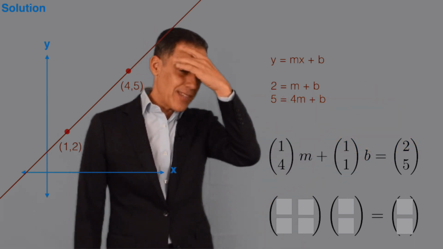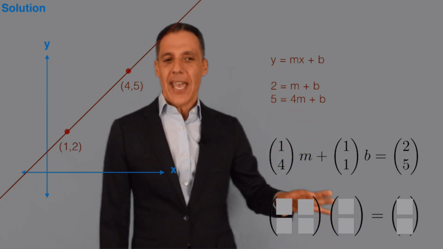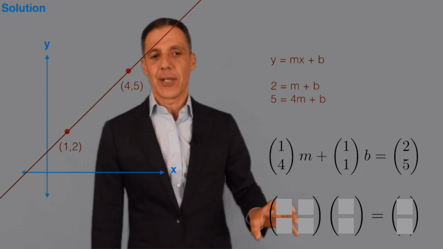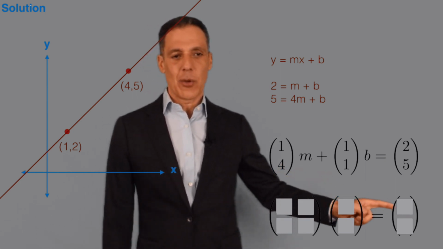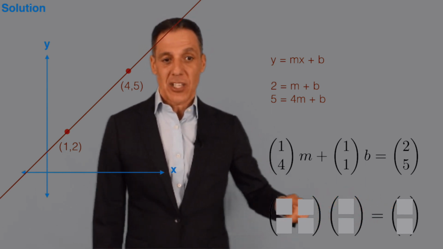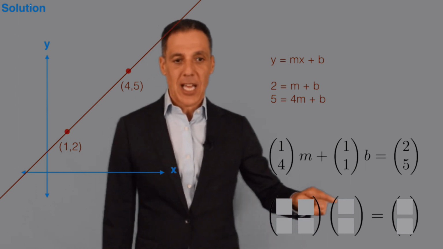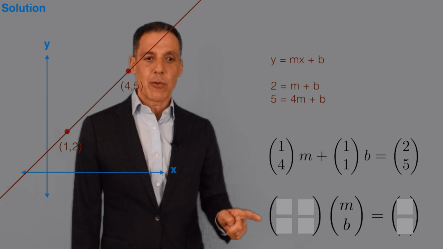Okay, now once we have that, we just want to bundle this up into a little matrix times a vector, and that's going to be nice because then we can invert this matrix and we can solve for the unknowns. Well, okay, so we know what this is going to be. This has to be 2, 5, and this is still the unknowns. It's going to be something times m and b, something times m and b.